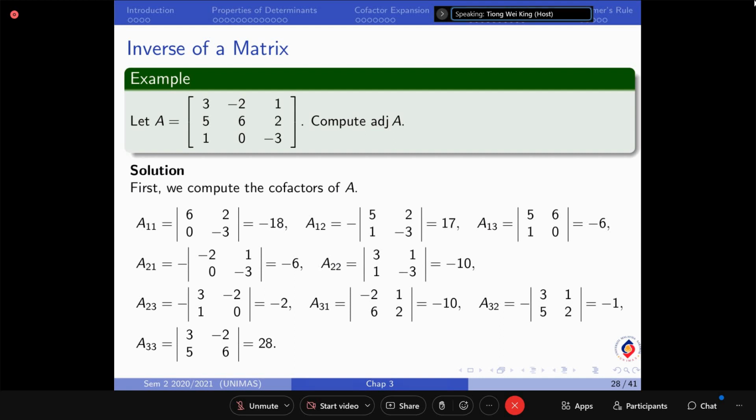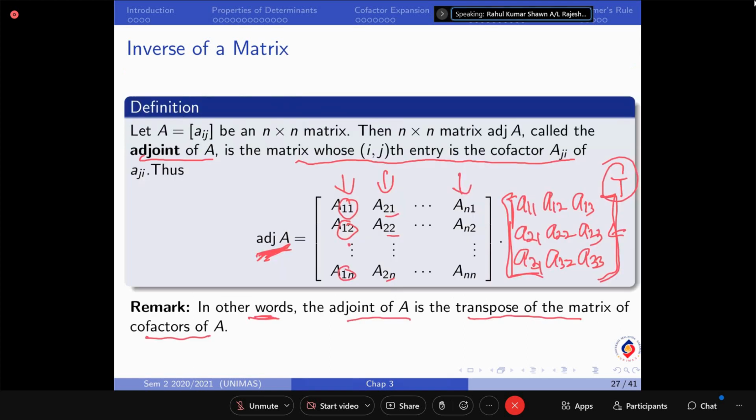Now, this is the example of finding the adjoint given a matrix A. Yes, Rahul, you raise a hand. Sir, the transpose meaning switching rows with columns, right? Yeah. All right.